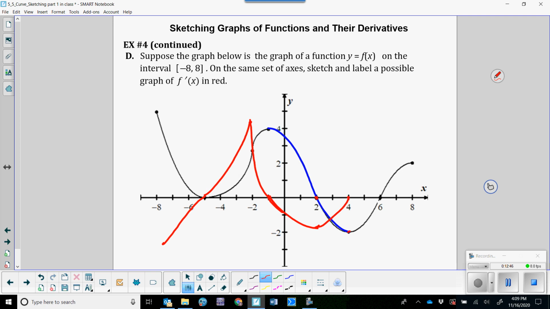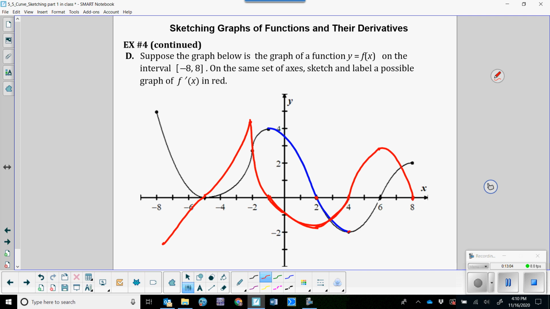Because there's a relative minimum. So it's changing from decreasing. And then once it goes past 4, it's got to change to increasing again. And again, somewhere up there, we're going to have a maximum because I have a 0 again, and then back down to 8. Okay?